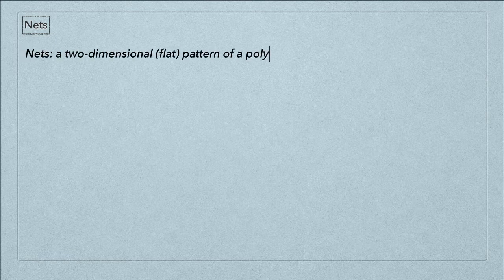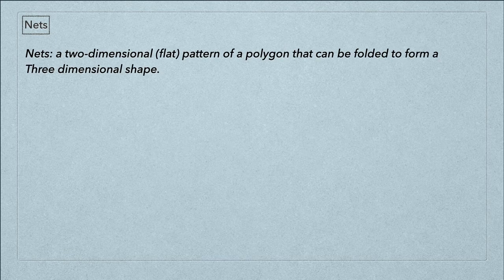In order to get familiar with nets, first we need to define and understand what the meaning of the net is. Nets are two-dimensional, which means 2D, or a flat pattern of a polygon that could be folded to form a three-dimensional shape. In simple words, if you want to make a cube out of paper, you first draw the net of a cube on a piece of paper and, using scissors, cut it out. Now, before you fold it to make the cube itself, the 2D shape made of the paper, the opened, unfolded form, is called the net of the cube.